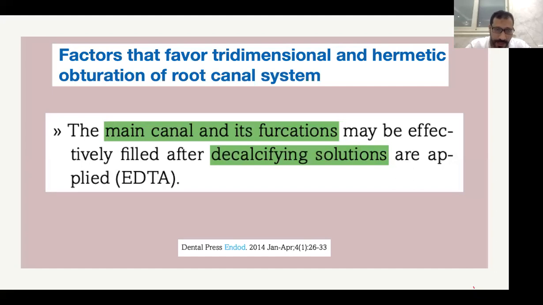After that, you have to deal with the complex root canal system with activation. Activation of the irrigating solution is very important because it removes or flushes away the debris from inside the root canal system. When I talk about the root canal system, as I told you before, I talk about anastomosis, furcations, veins, and the apical delta system.